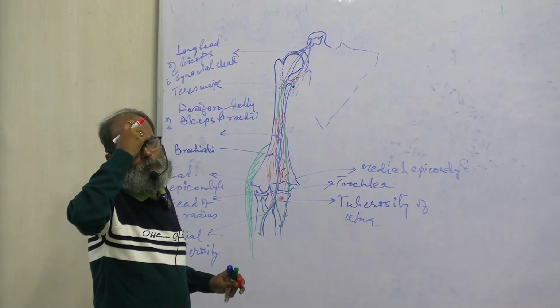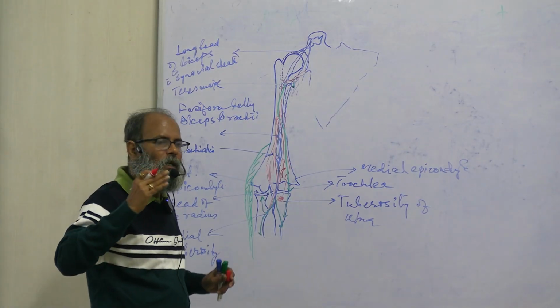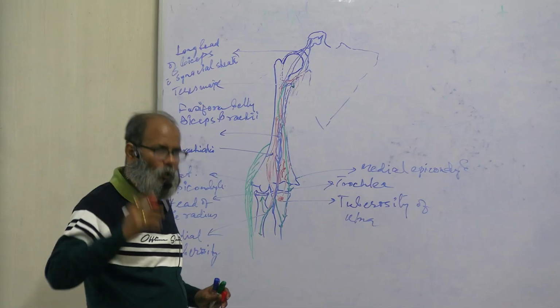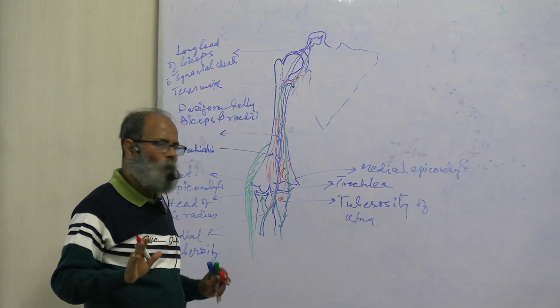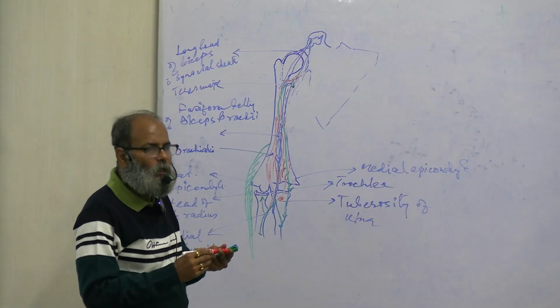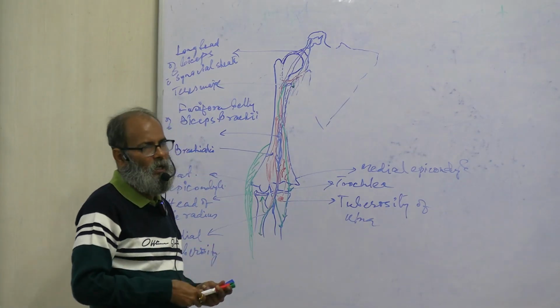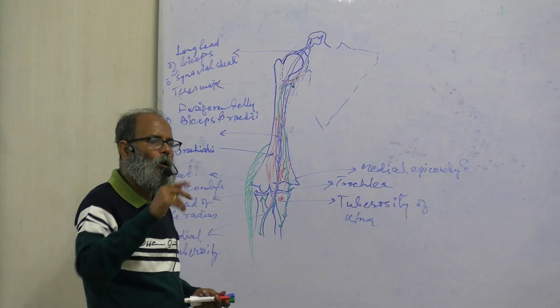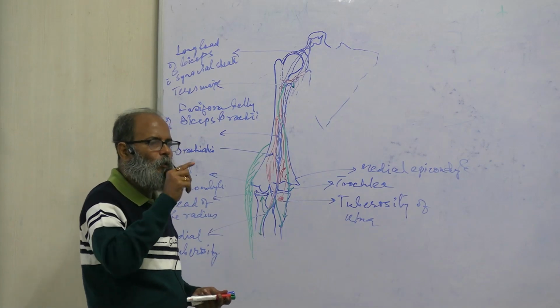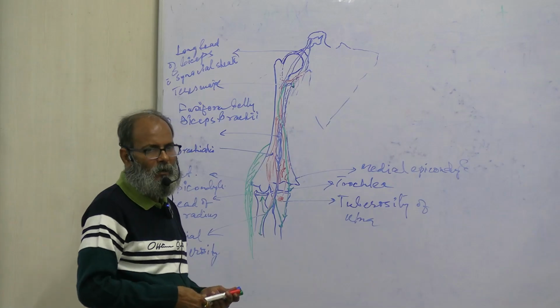Long head of triceps, we can see while we dissect the scapular region. Got my point? Now, at the lower border of teres major, there is the continuation of axillary artery as the brachial artery.